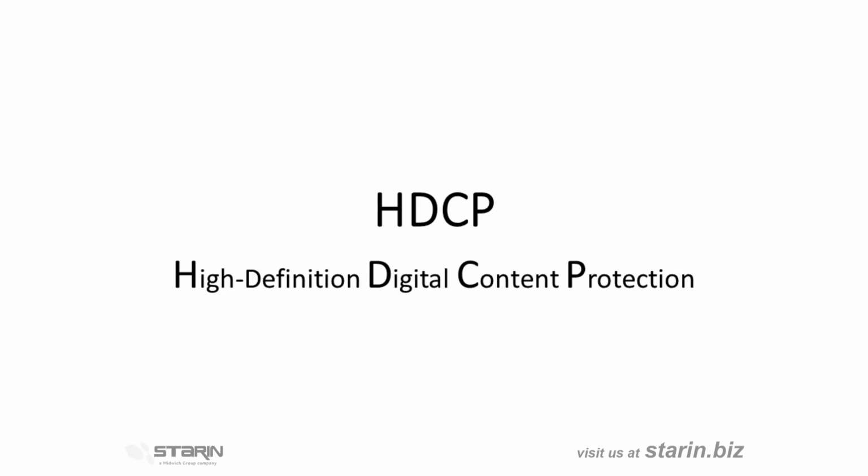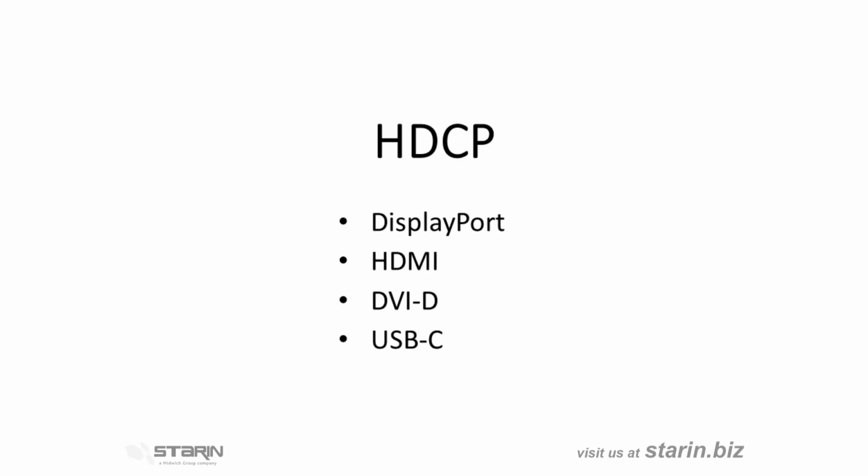HDCP, or High Bandwidth Digital Content Protection, is a kind of digital copy protection that was created by Intel Corporation to prevent unlawful copying of digital audio and video. HDCP is currently used with DisplayPort, HDMI, DVI-D, and now USB-C signals. Since these are the primary forms of connectivity in Pro AV, we need to fully understand HDCP and learn how to overcome the built-in limitations.